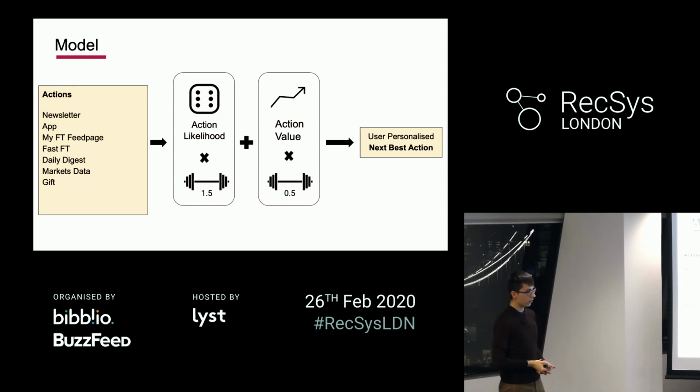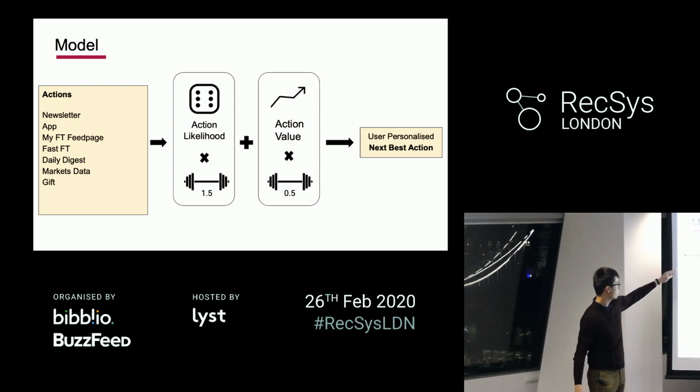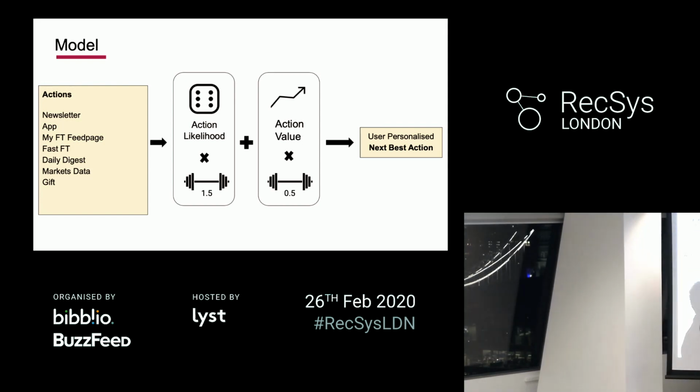So let's see what this recommender system actually does. On the left-hand side, you have 7 actions which we have selected. These are, for instance, signing up for the newsletter or using our Financial Times application. For each of those actions, we predict the action relative value. The action relative value is the output of the equation in the middle. So for each user, we predict the action relative value for each of those actions.